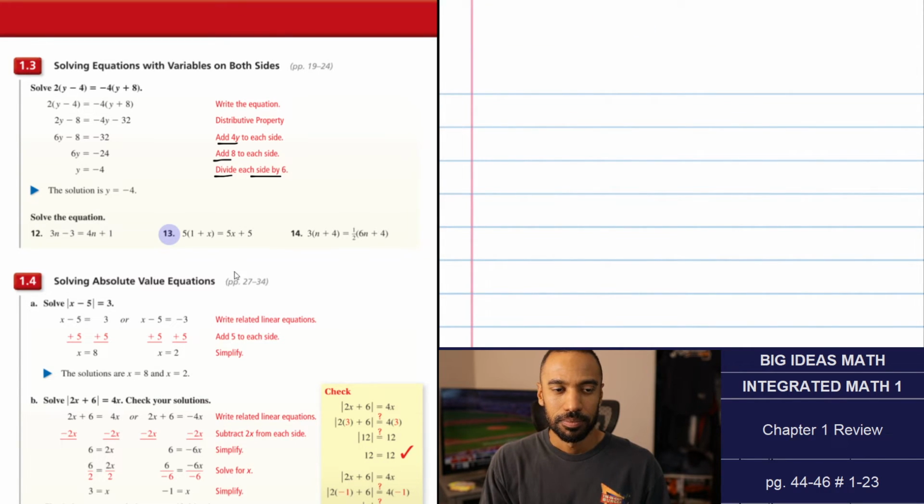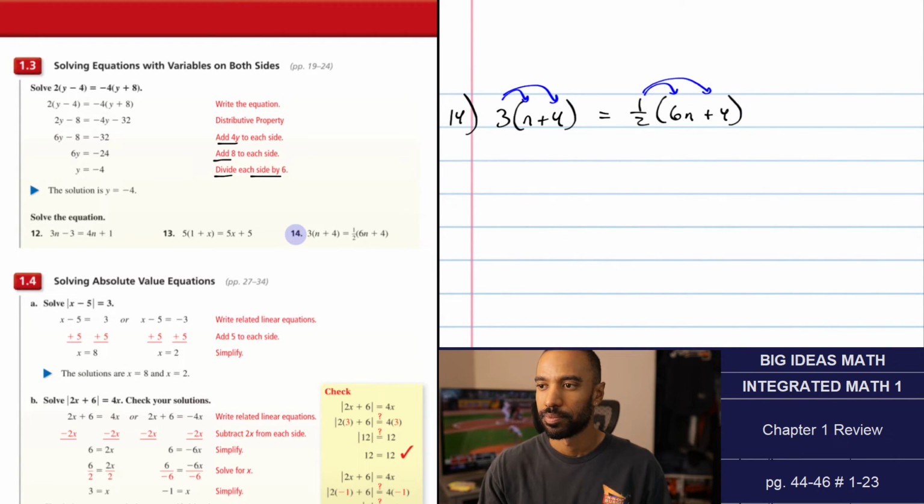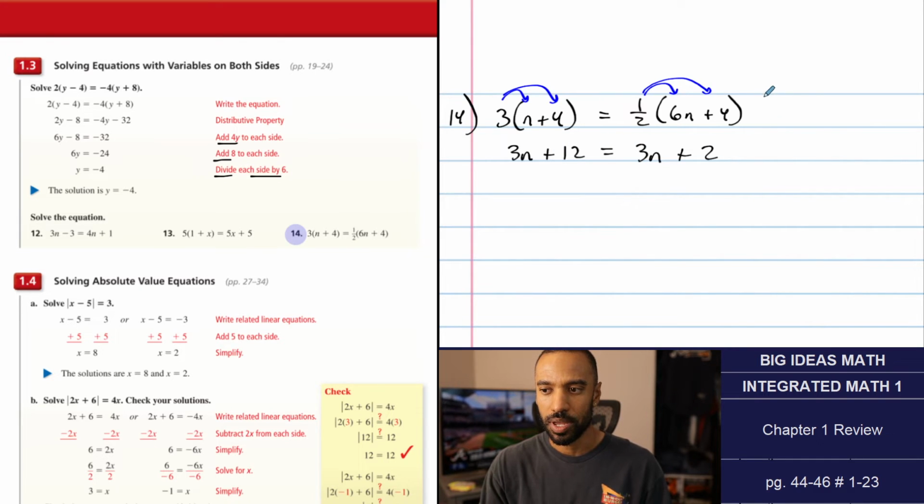Number 14, we have 3 times the quantity n plus 4 equals 1/2 times the quantity 6n plus 4. Let's distribute the 3 and the 1/2. Remember, multiplying by 1/2 is the same as dividing by 2, which is nice for these two even numbers. 3 times n, 3 times 4. 1/2 times 6n: 6n divided by 2 is 3n. 4 divided by 2 is 2. We have 3n plus 12 equals 3n plus 2.